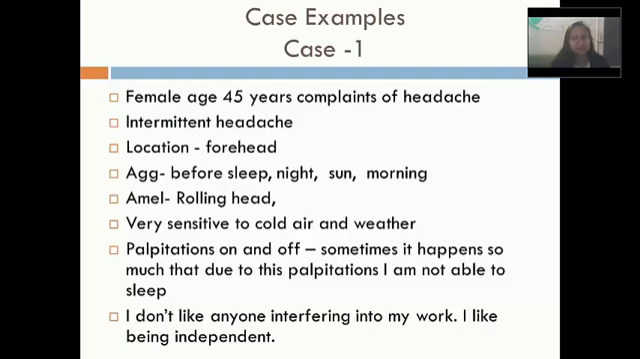And she said, I don't like anyone interfering into my work. I like being independent. I'm this, I'm that. And she was talking a lot about herself. So this was the case.